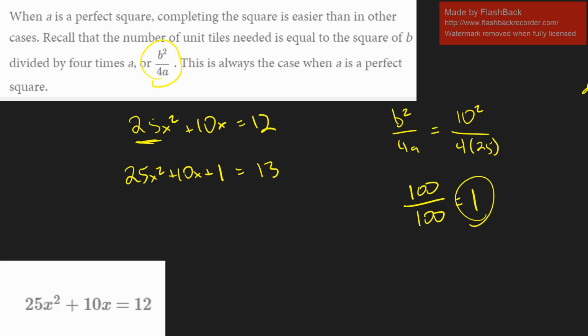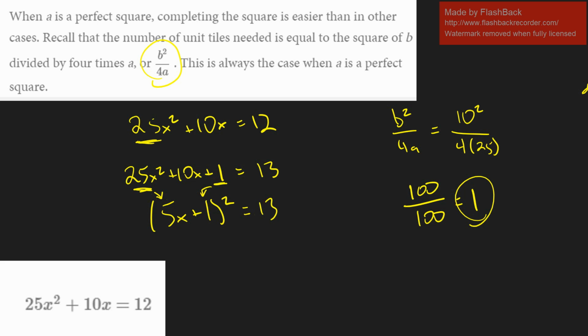Now, again, this was just a shortcut. This hypothetically takes less time than doing all the other stuff. Sometimes this is easier than anything else. So the left side is now going to be 5x plus 1 squared. And how did I know that so fast? Well, the first and last terms is what you focus on. So what times what is 25x squared? Well, that's 5x, because 5x times 5x is 25x squared. And how do you get to 1? Well, 1 times 1 is 1. And then all of this equals 13.